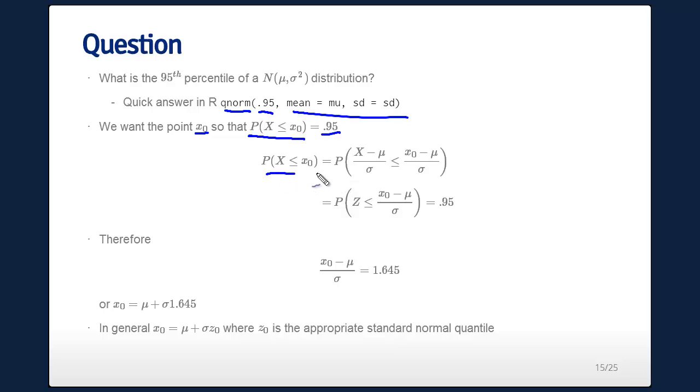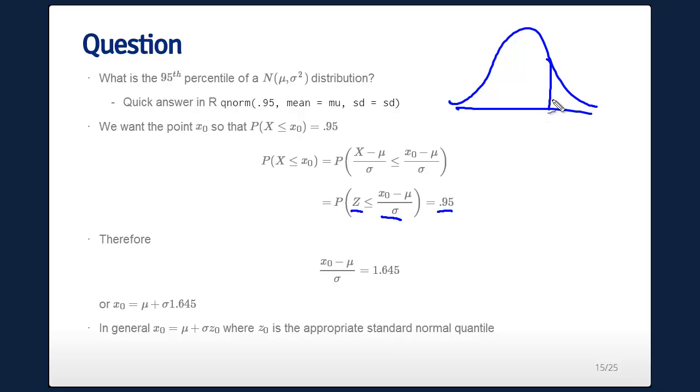We could standardize both sides of that, and remember, if we take x, subtract mu, and divide by sigma, we get a z random variable. So we want this point to be such that the probability of z being less than it is 95%. We need the point z naught so that the probability of being larger than it is 5%, and the probability of being smaller than it is 95%. We know just from the previous slide that that point is 1.645.